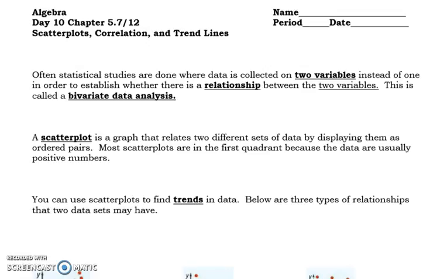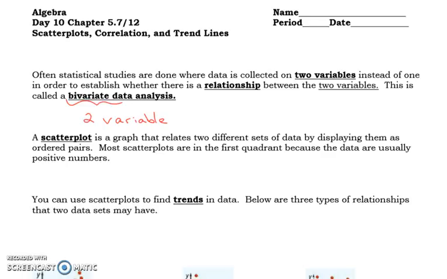Today what we're going to do is take our bivariate data, the two variable data, and create graphs called scatter plots, and we're going to talk about correlation and trend lines. So often statistical studies are done when data is collected in two variables. We call that bivariate, which is two variables. You remember univariate means one variable. And what we're doing is we're looking for a relationship between the two variables.